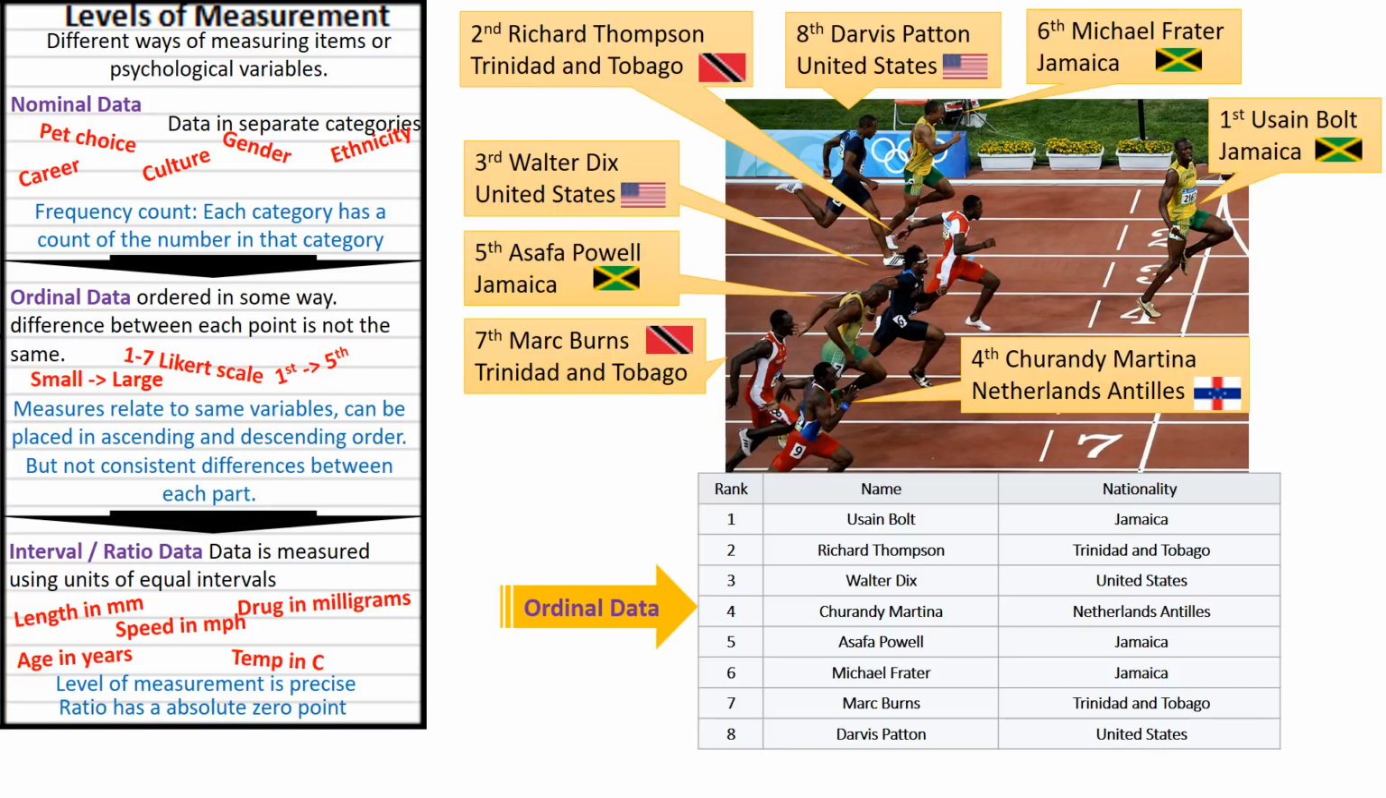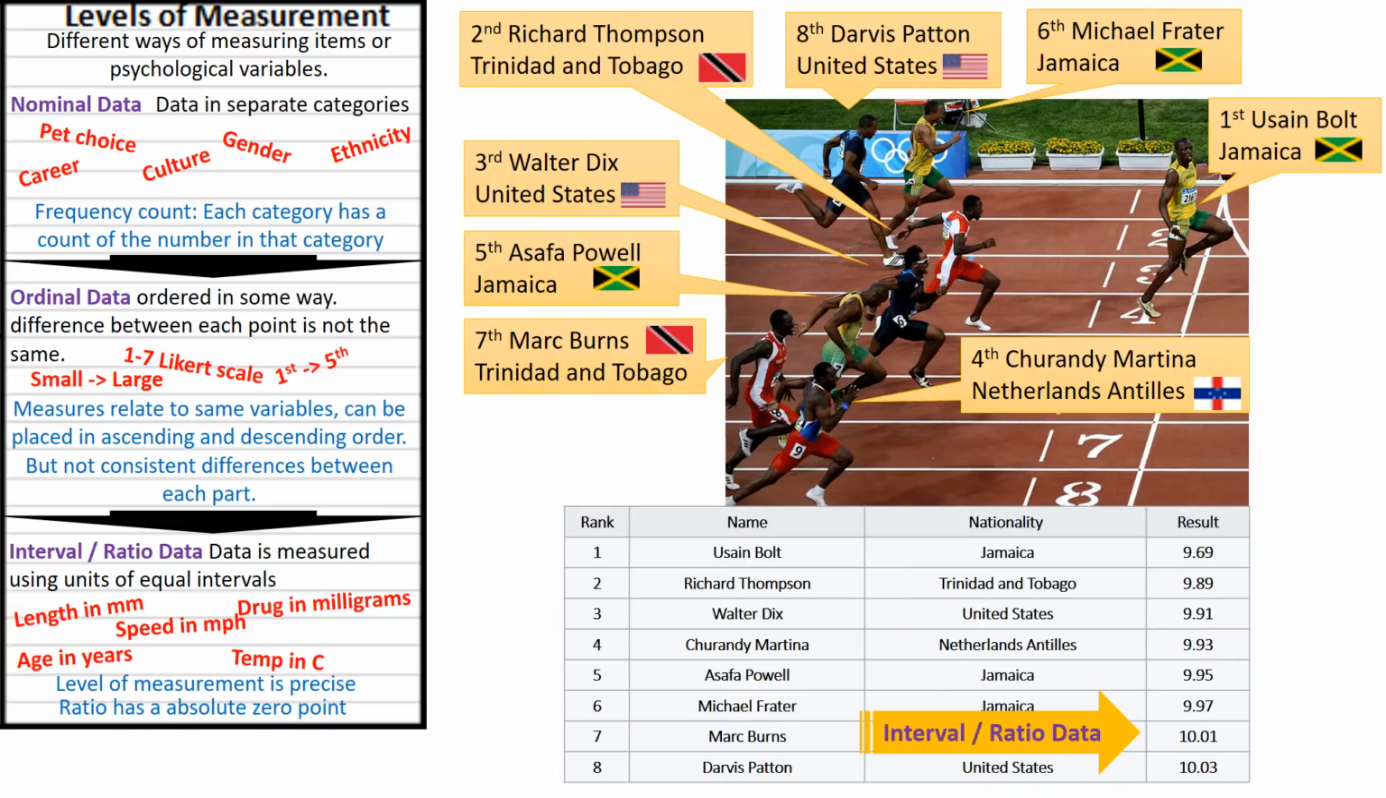That'll be time to finish the race. And we can see here we've got the time to finish the race down to the hundredths of seconds. We can see here that the difference between the first place Usain Bolt and Richard Thompson is 0.2 of a second, whereas the difference between Asafa Powell and Michael Frater is only 2/100ths of a second. So our ratio data gives us a much more precise story of the race.